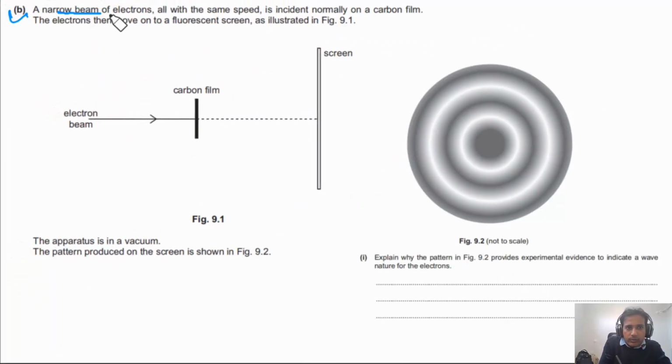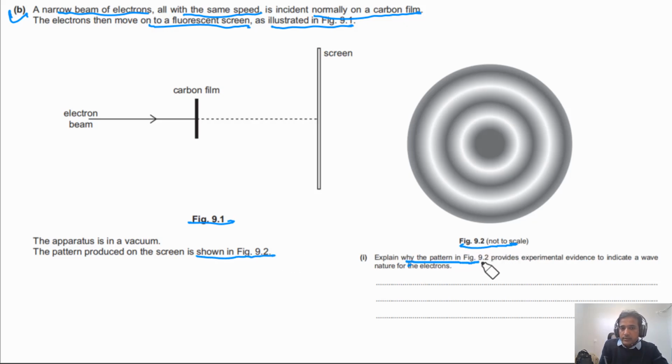Part B says a narrow beam of electrons all with the same speed is incident normally on a carbon film. The electrons then move on to a fluorescent screen as illustrated in figure 9.1. The apparatus is in a vacuum. The pattern produced on the screen is shown in figure 9.2. So here we have figure 9.2. Explain why the pattern in figure 9.2, very important one, provides experimental evidence to indicate a wave nature for the electron.